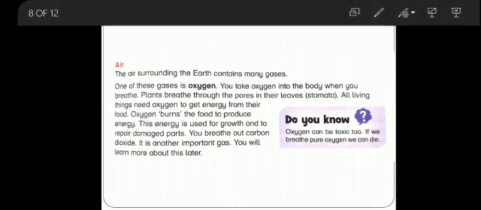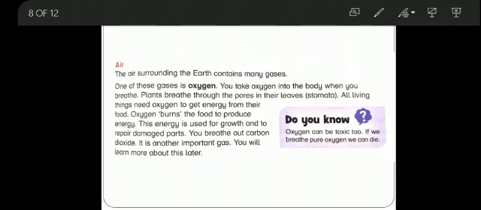And what do plants do with this? Plants breathe through their pores. There are small holes on the underside of the leaves that are called stomata. They are very small holes which you can see with the help of a microscope. You can't see them with the naked eye. There are very small holes on the lower surface of the leaf through which the plants breathe.